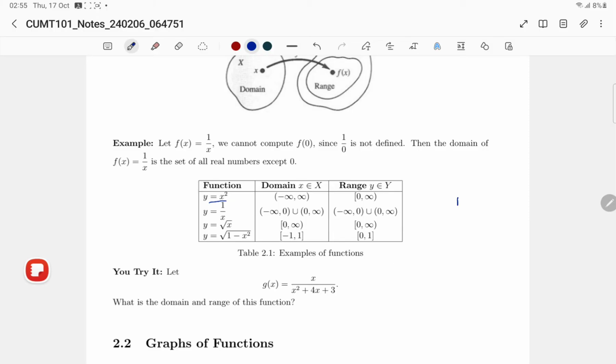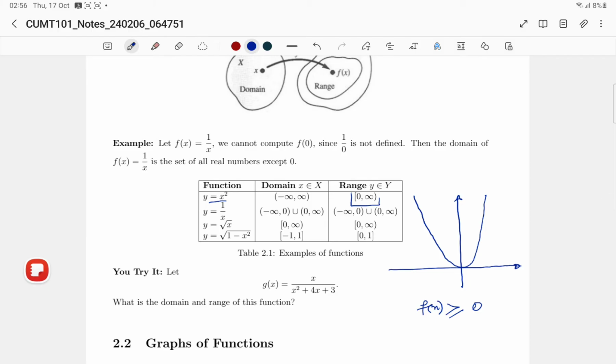Just as a little demonstration, you know that the graph for y is equal to x squared looks like this. Since it looks like that, we'll be having our f of x being greater than or equal to 0. So that's why the range is like this. If you know the nature of the graph, it's easy for you to determine the range.